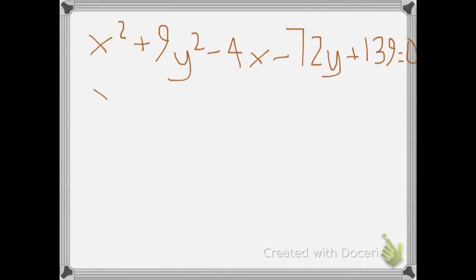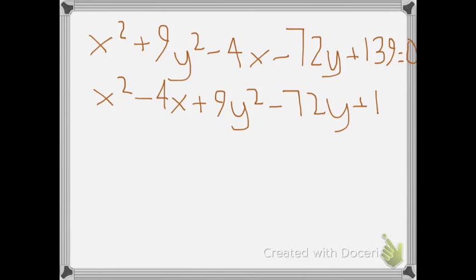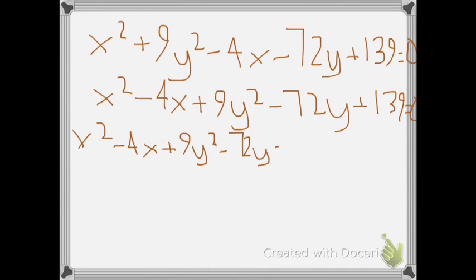So once we do that, we'll get the equation x squared minus 4x plus 9y squared minus 72y plus 139 equals 0. Next, we're going to subtract 139 from both sides of the equation to get x squared minus 4x plus 9y squared minus 72y equals negative 139.